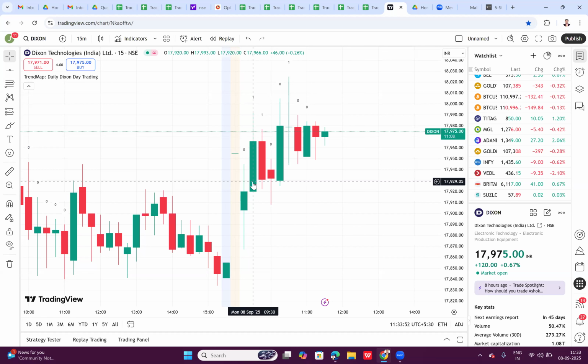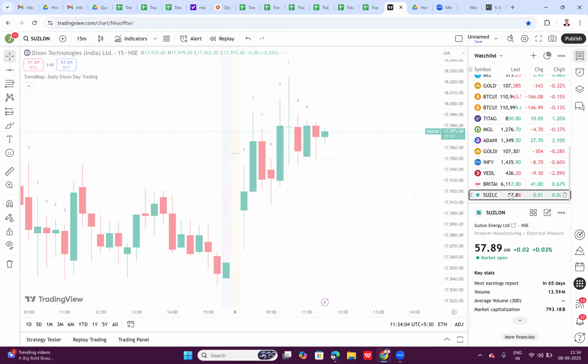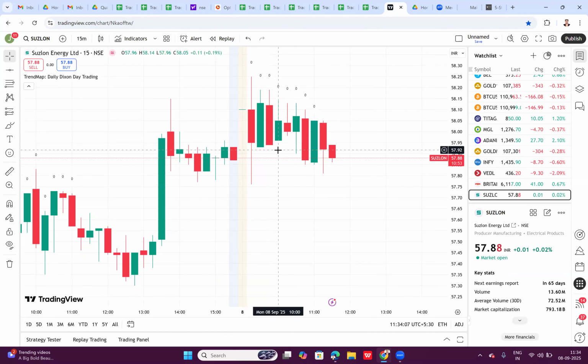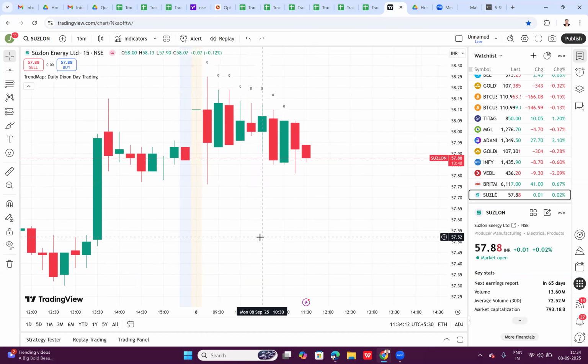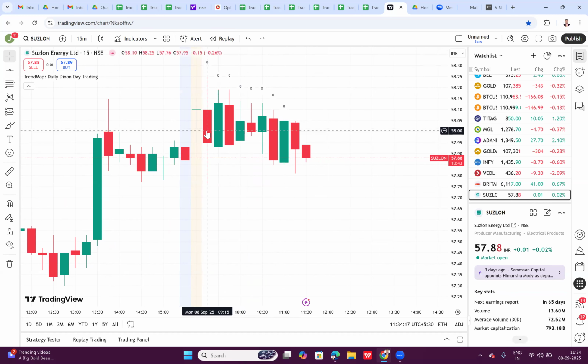I am repeating the rules on MazDock chart and Suzlon chart also. Rule is same. If anyone wants to trade in Suzlon, then we have to check this Suzlon chart. Today, as per rule of Dixon daily trade indicator, trade is not available in Suzlon, because in all candles we have 0, 0, 0. 0 plus 0 means we don't have any setup. 0 plus 0 is not a setup.